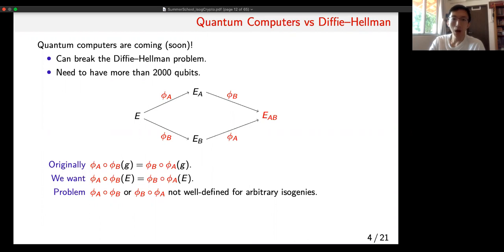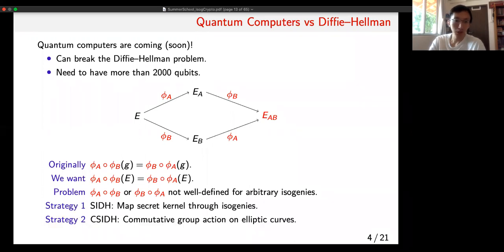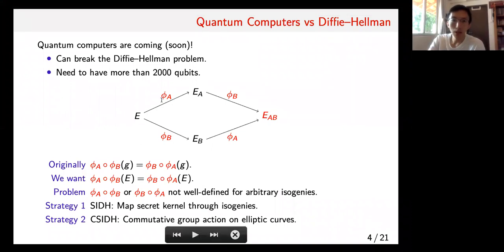And how do we solve this problem? Well, there are two strategies to do this. And both strategies would give different cryptosystems. The first one is called SIDH. What it does is that it maps the kernel of phi B through phi A. I'll explain that in detail later, but that's just the general idea.